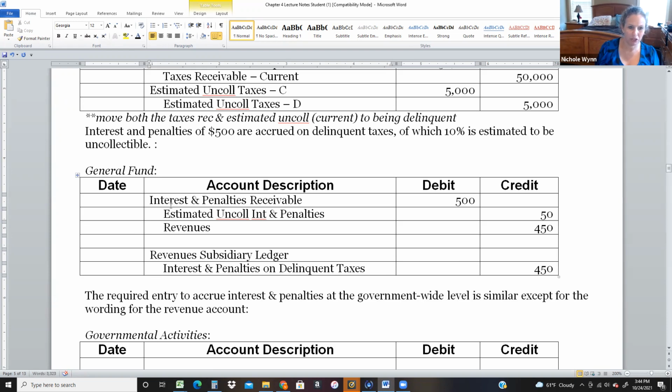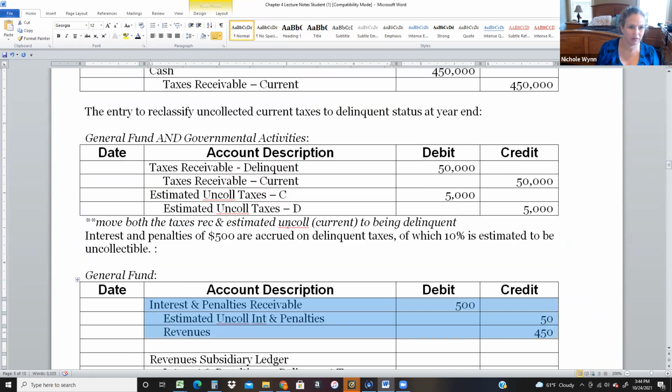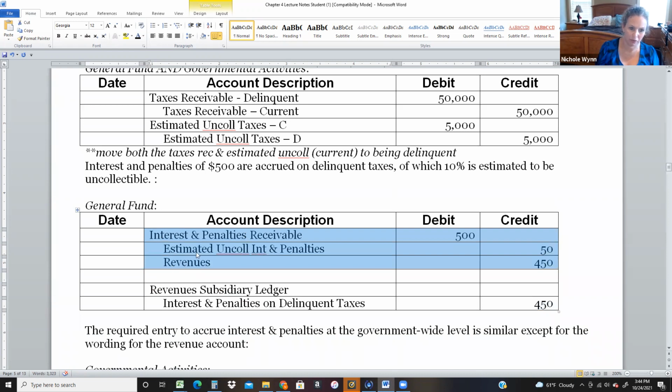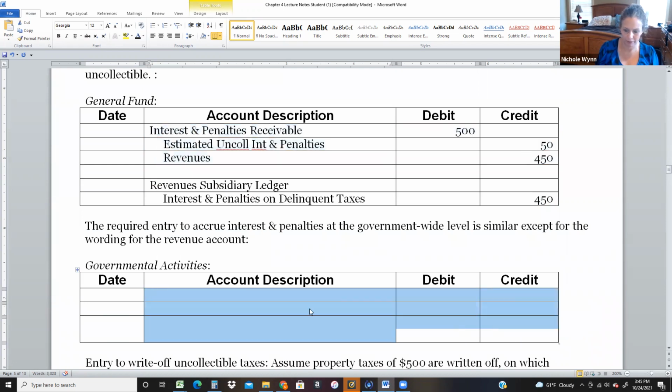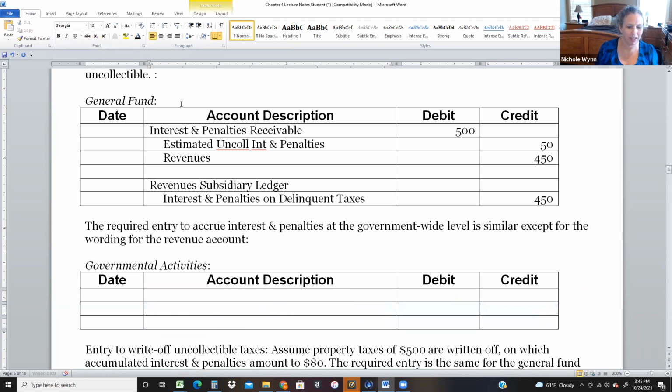So at the general fund level, we did this entry to say, hey, I'm waiting on this money, I'm waiting on these interest and penalties. Down here, this account name was so long that it made it go to 2 lines, but let's go ahead and fix that. So I'm going to take this entry and do it at the government-wide level. When I do it at the government-wide level, if it's an asset or a liability, I don't need to change it. So this is fine, but in front of the revenues, I'm going to put general revenues, and then I can put dash interest and penalties if I wanted to.